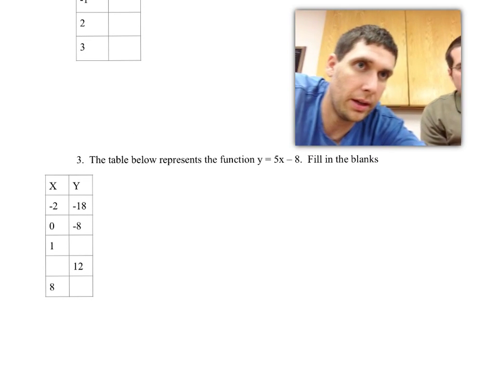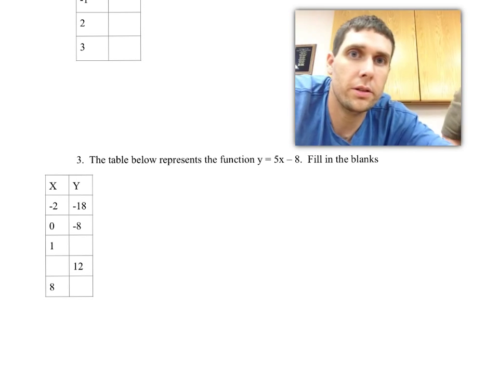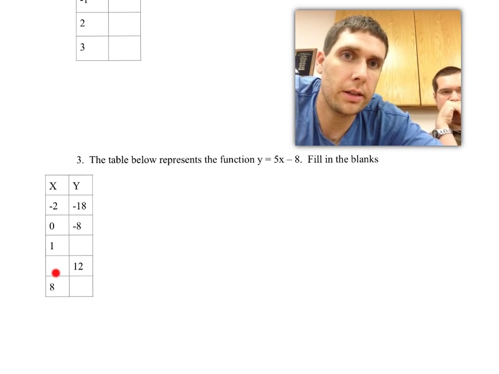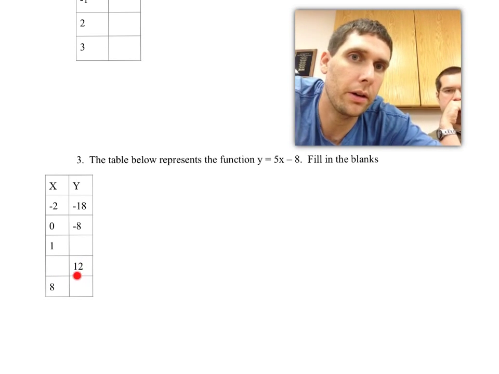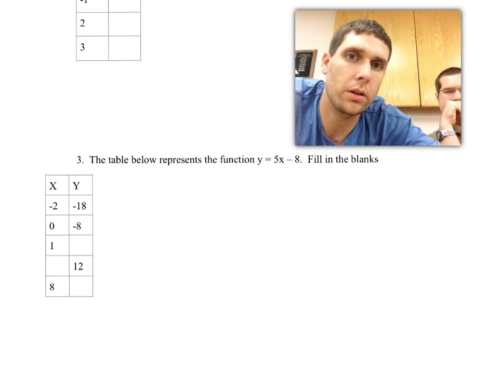Number 3, same kind of thing here, except for one little difference. Here, we're missing an x value, but we're given a y value. So we're going to do the same exact thing to find these two missing y values first, and then I'm going to show you what we can do to find this one.